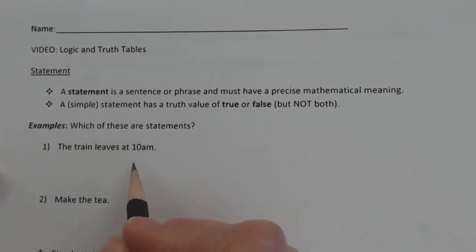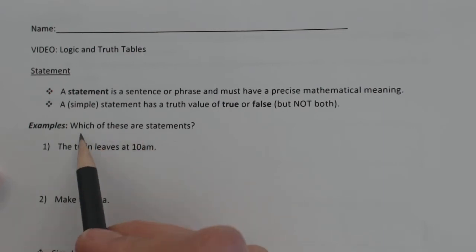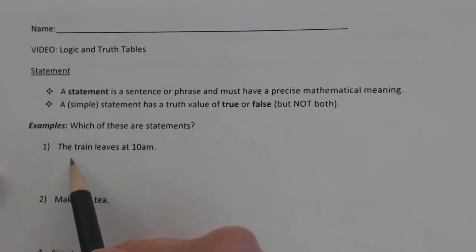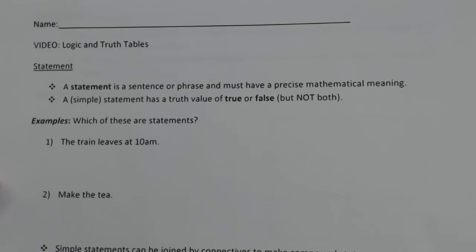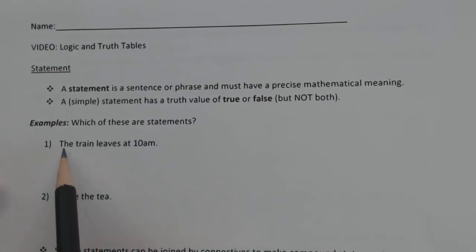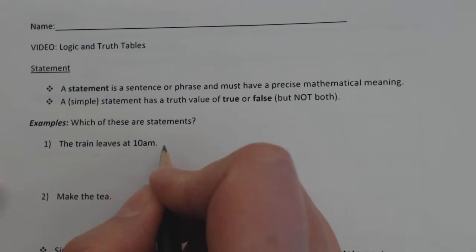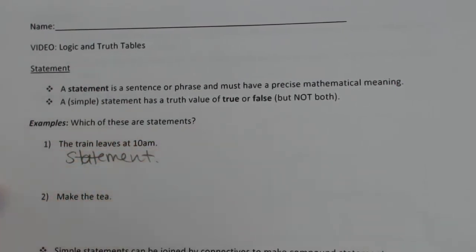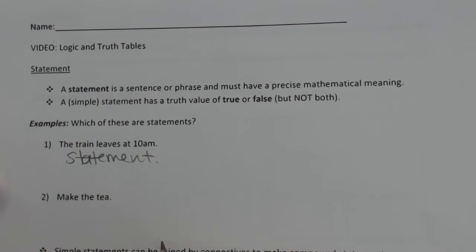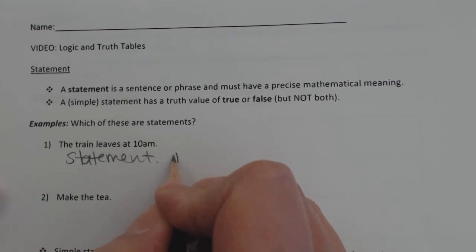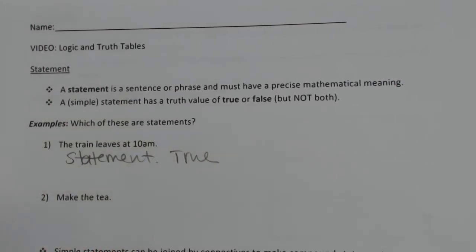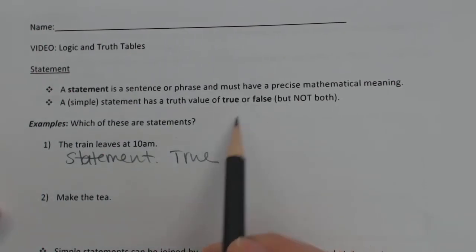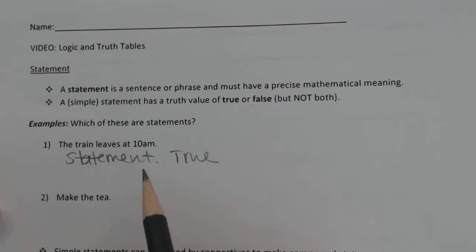In your do, check, and corrects, you have some examples, and these are determining if they're going to be statements or not, and that's what we're going to do for these first two examples. The first one, the train leaves at 10 a.m. This is a statement, and the reason why this is a statement is because it can have a truth value. So if my ticket says that the train leaves at 10, I would call this a truth value of true. If my ticket said otherwise, it would be false. But we can assign a truth value. That's why it makes it a statement.